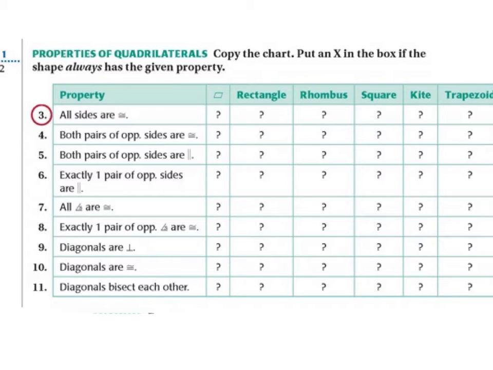So number 3 says all sides are congruent. In a parallelogram, rectangle, rhombus, square, and kite, which of those have all sides congruent? Rhombus and square. A rhombus and a square. So only those 2, rhombus and square.